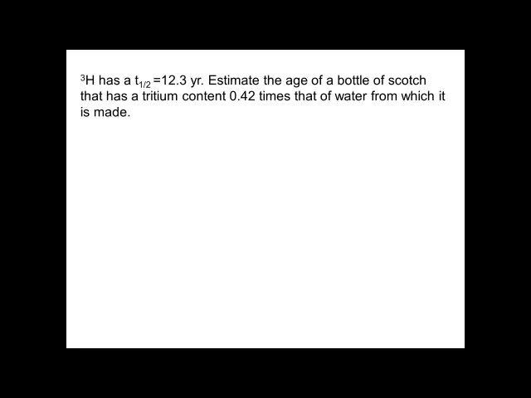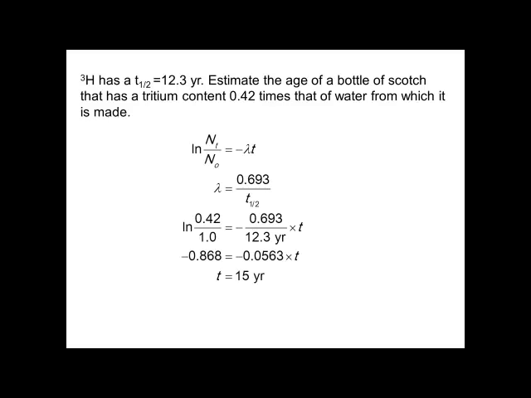Tritium-3 has a half-life of 12.3 years. Let's estimate the age of a bottle of scotch that has a tritium content of 0.42 times that of water from which it is made. In this case, again, we use the same equation. Log of Nt over N0 equals minus lambda T.